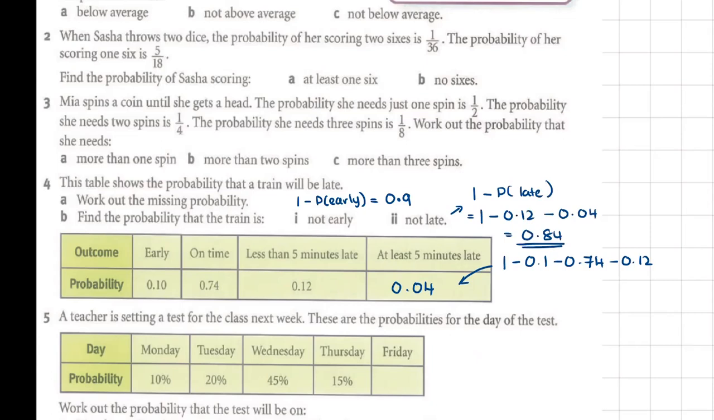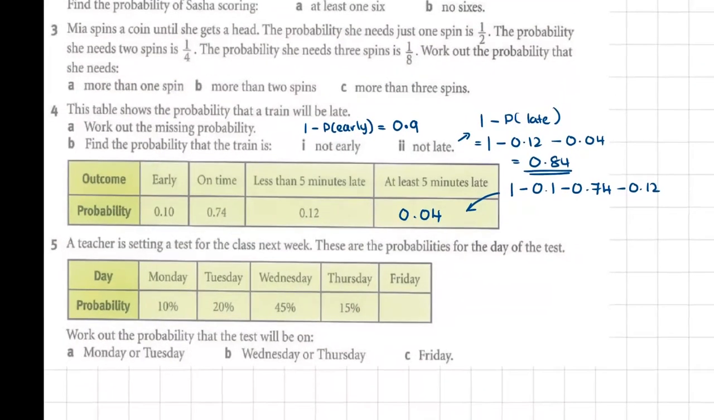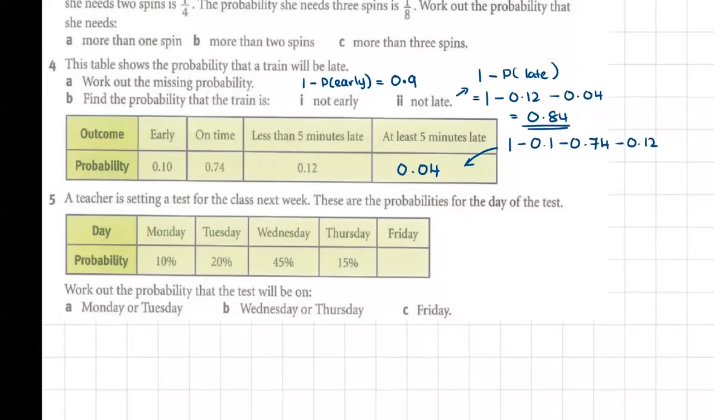And looking at the last question, number 5, a teacher is setting a test for the class next week. These are the probabilities for the day of the test: Monday, Tuesday, Wednesday, Thursday, Friday. Work out the probability that the test will be on Monday or Tuesday. Just add these two together. You should get 30%. Wednesday or Thursday, add these together.